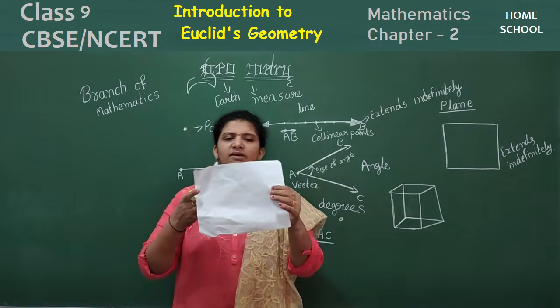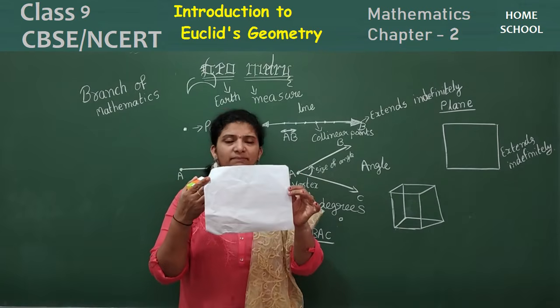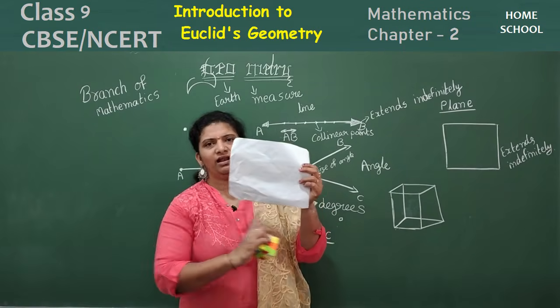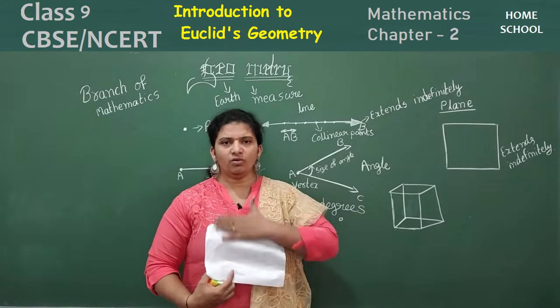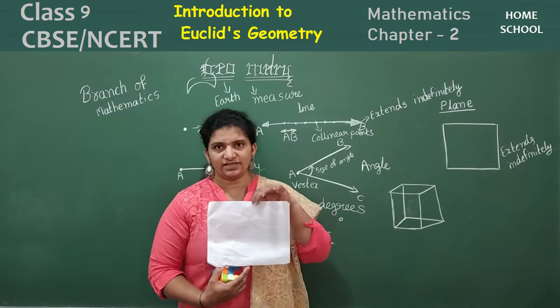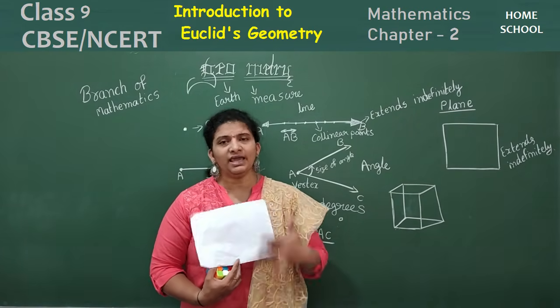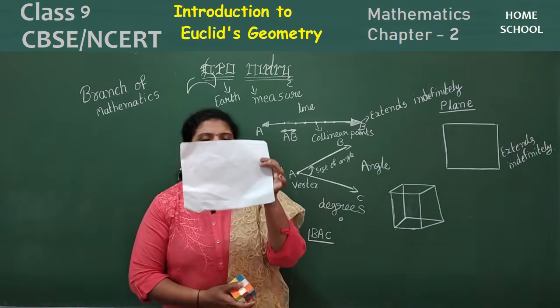So you can see a plain paper here. Can you see, children? This is an example for your plane. So a plane has length and breadth, right? So look here, only this is a plane surface. It is enclosed with lines, which are called edges. So it is a two-dimensional plane.